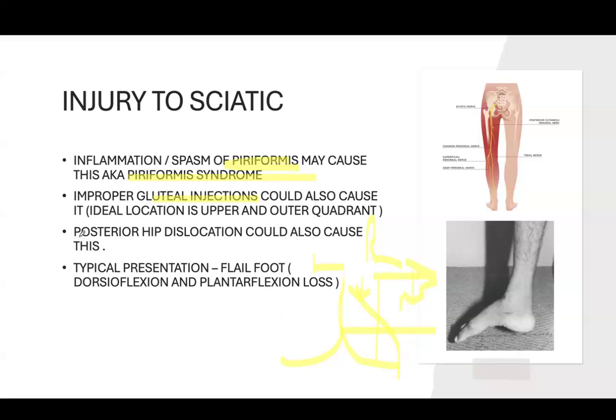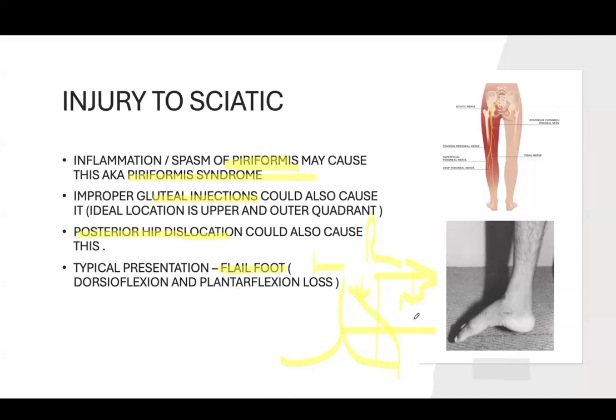Similarly, posterior hip dislocation, again because it's passing in the same area as the superior and inferior gluteal. The typical presentation would be flail foot, and this is different from foot drop, if you have heard of that. The difference between flail foot and foot drop is basically that in flail foot, you're not able to control your foot at all. It's just a floppy piece of meat. You're gonna have no tone in your foot, and it's gonna look like this. It might look similar to foot drop, but it's not, because in foot drop, if you ask the patient to plantar flex, they won't be able to do it for you.